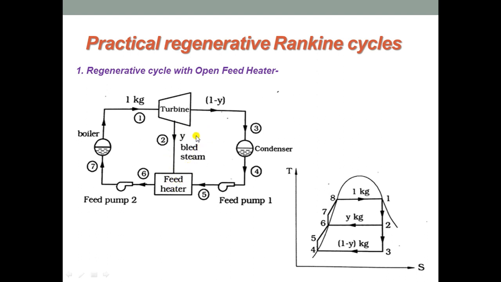The remaining part of the steam, that is 1 minus Y, since we have taken 1 kg of mass here, out of which Y kg is drawn to the feed water heater and the remaining is 1 minus Y kg. So, the remaining part of the steam, equal to 1 minus Y kg, is allowed to expand till condition 3. Here Y kg is shown by this line, 1 minus Y kg is shown by this line, and 1 kg is this.